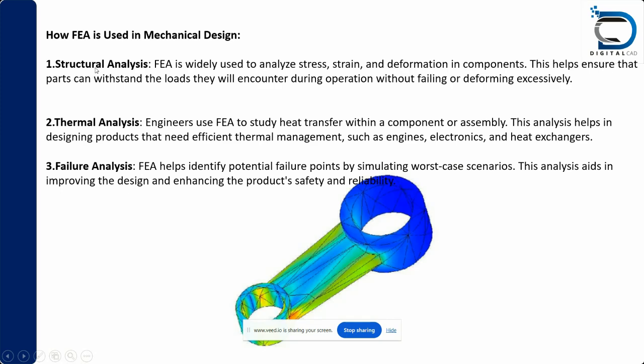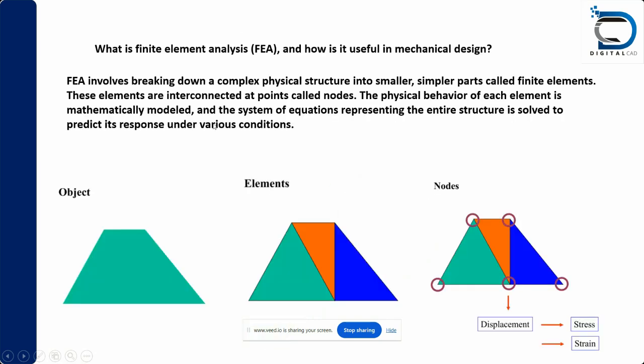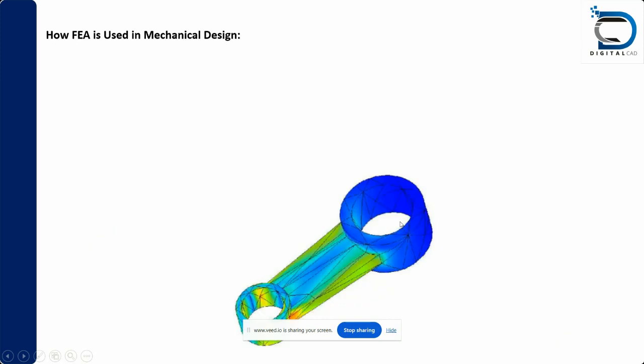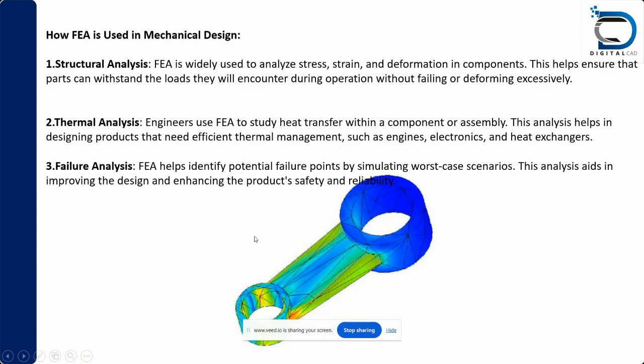So these are the three main use cases: structural analysis to analyze stress, strain, and deformation in components, thermal analysis to study heat transfer within a component, and failure analysis to ensure the safety and reliability of the product. So you can simply answer this question. First, answer what FEA is: object, elements, nodes. Remember these three things, and then the uses: structural analysis, thermal analysis, and failure analysis. This is one of the important questions from the CAE point of view and the technical interview point of view also.